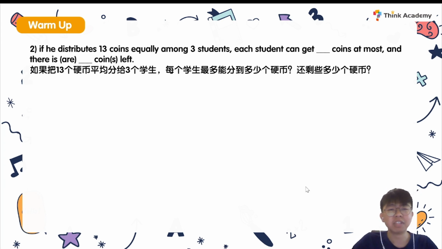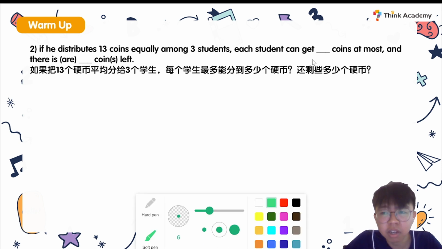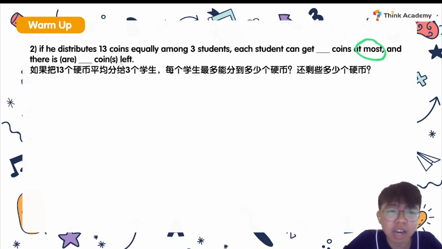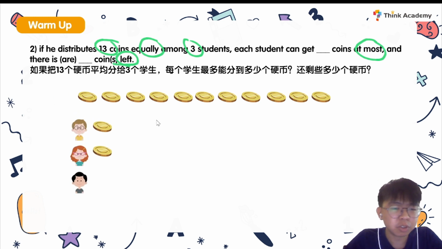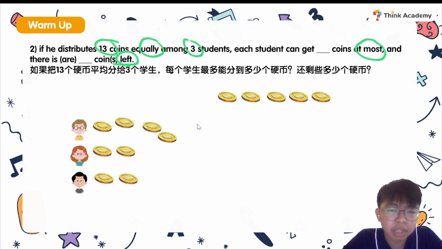So now, in another scenario, if I have 13 coins here and I want to divide them among 3 of you again, how many coins can each student get at most? And how many coins are left? So now, again, we have 13 coins here, right? Each of you can get 1, right? And continuing, we can get 2 and 3.